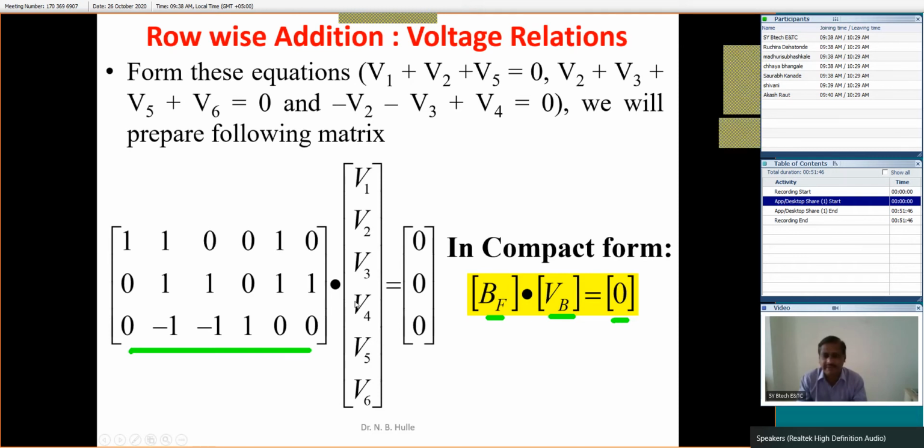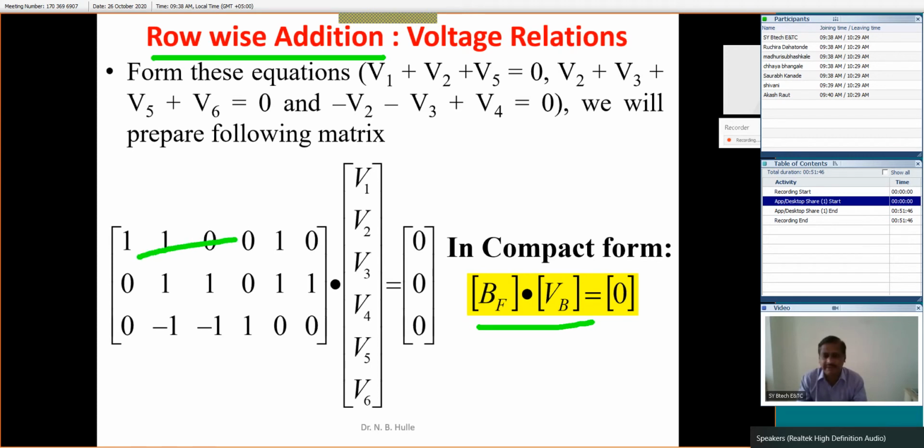What I mean to say is that in the tie-set method, column-wise addition gives the relation between the loop currents and branch currents, and row-wise addition gives the KVL equation. Look here: the row-wise addition gives the KVL equation, because the summation of the potential drops in any closed path is zero. This row is the closed path for loop 1, loop 2, and this is for loop 3, and this is the equation in compact form.